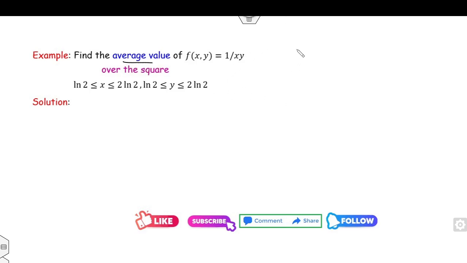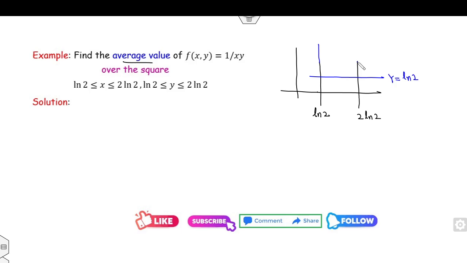Find the average value. Again, firstly draw the curve. x is equal to ln2, so this is the value of ln2, and this is twice ln2. Similarly, y is equal to ln2, and this value is y equal to twice ln2. So my shaded area is this part.